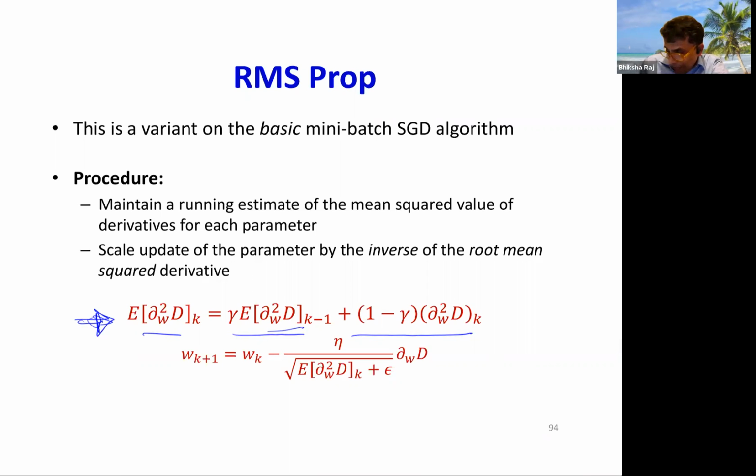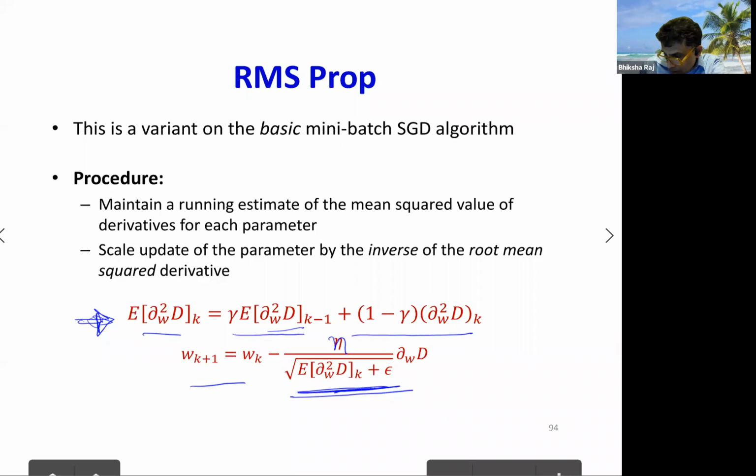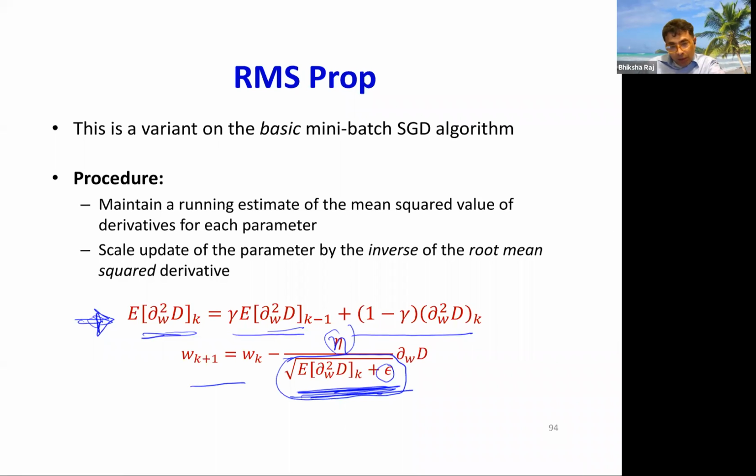And now the actual update that we will use is going to start off with some initial learning rate, but then it's going to scale the learning rate down by the root mean squared value of the movement in that direction. This epsilon over here is just intended to make sure that you don't get a divide by 0. So this is just like SGD, that's just like gradient descent, except that the learning rate is always scaled down by the root mean squared value of the derivative for that component.